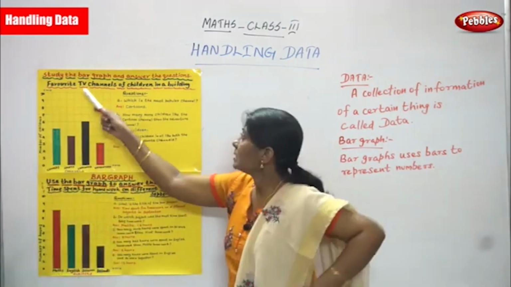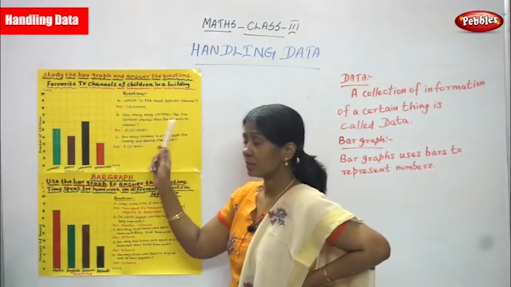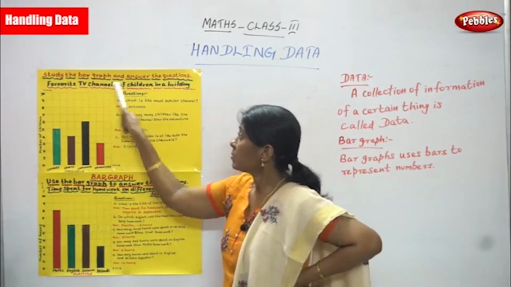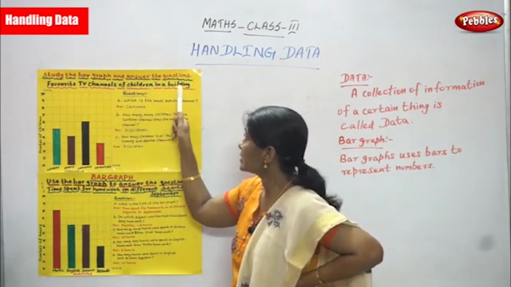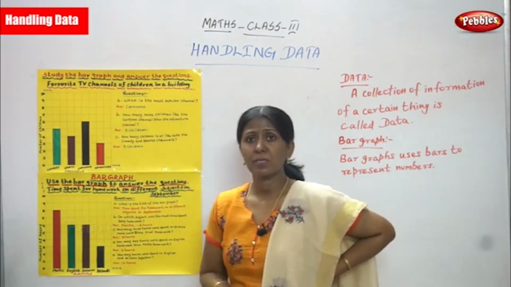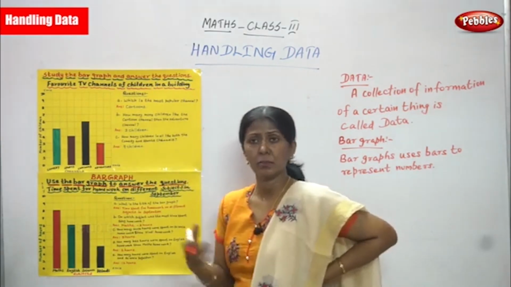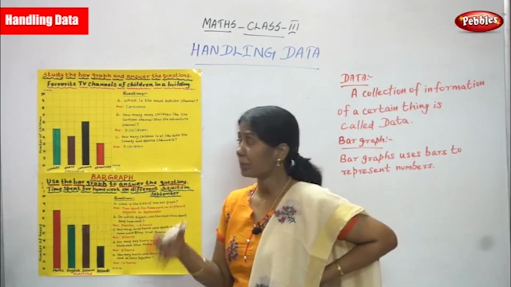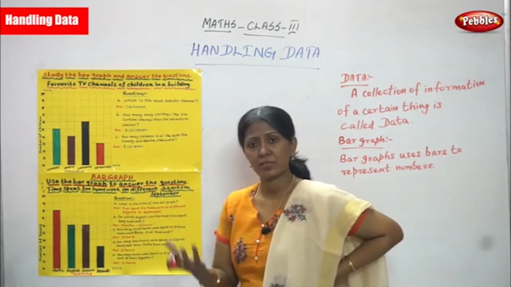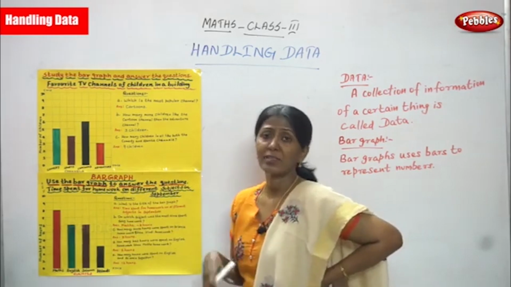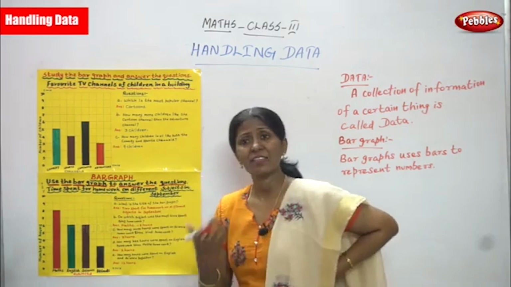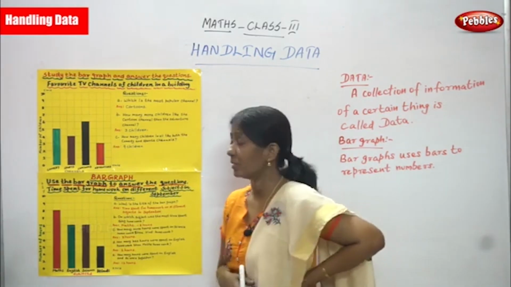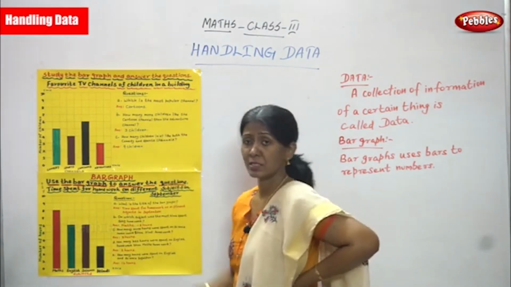First question: study the bar graph and answer the question. This is the heading. The title is "Favorite TV channels of the children in the building." A building here means an apartment. Many people are living in the apartment, so many children are living in the building. Many TV channels have come nowadays, you know that very well. So, favorite TV channels of the children in a building.